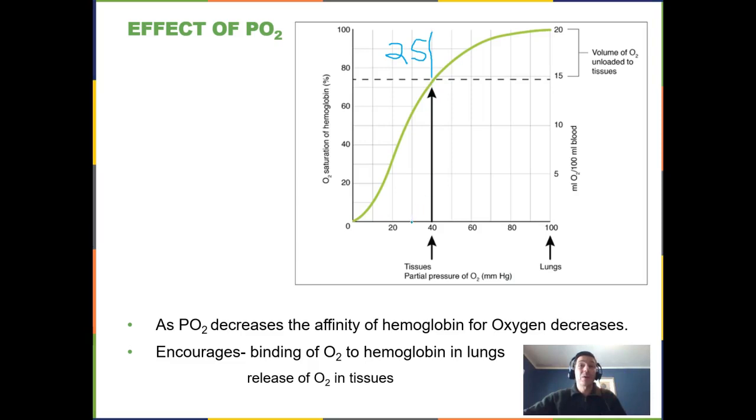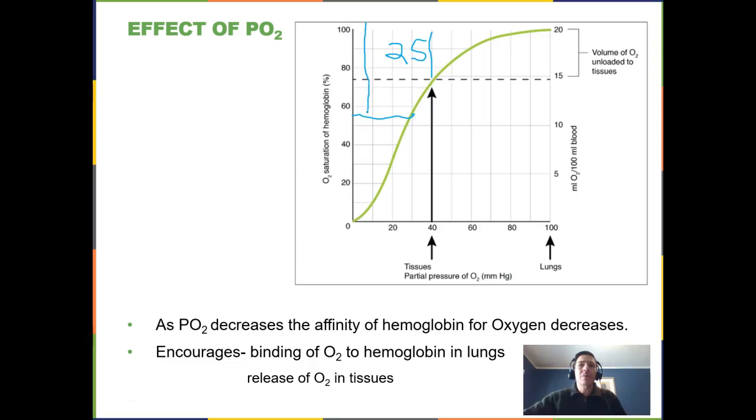And then if you go just a little bit lower, like right here, so now, instead of 40 millimeters of mercury, your partial pressure due to oxygen is 30 millimeters of mercury. Now you're at like 55. You're right about here on this. I can't do a straight line.